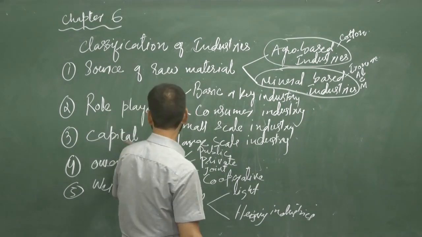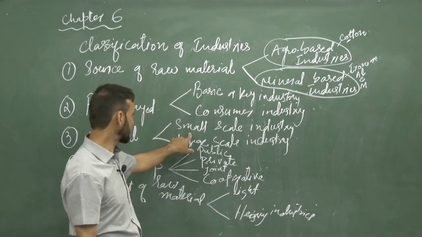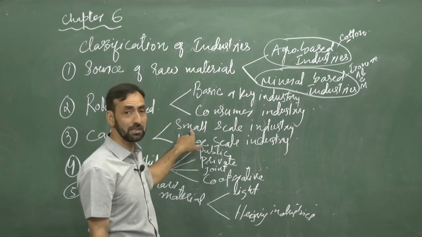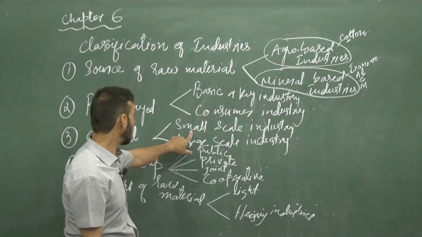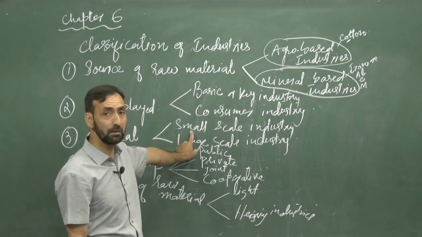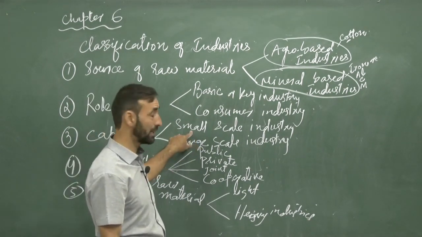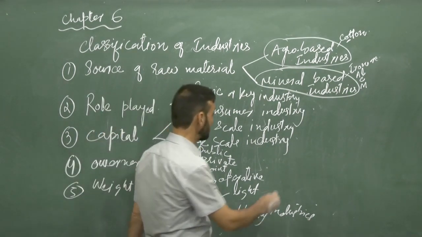Okay. On the basis of capital, small scale industry and large scale industry. Small scale industries are those industries in which investment is very low, that is less than 1 crore.